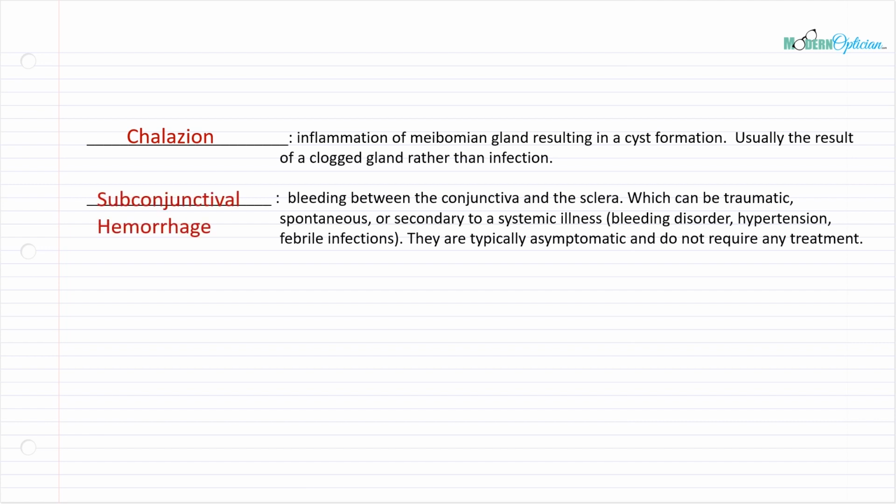Now, subconjunctival hemorrhage is something that is often observed post-trauma or even from a really strong sneeze. It's bleeding between the conjunctiva and the sclera, because there are all these little blood vessels inside the conjunctiva, and sometimes they can burst. It can be traumatic, spontaneous, or secondary to systemic illness, like bleeding disorders or hypertension. However, it could also just be from regular stuff, like I said, sneezing.